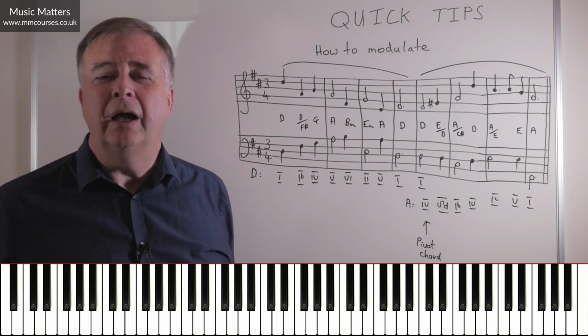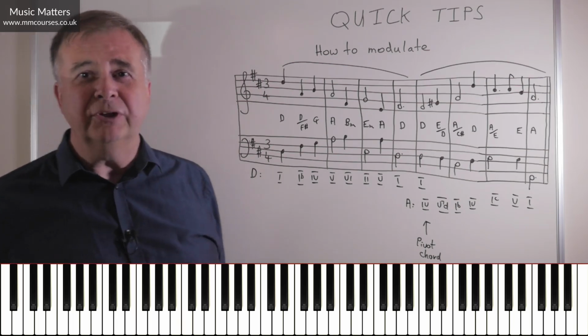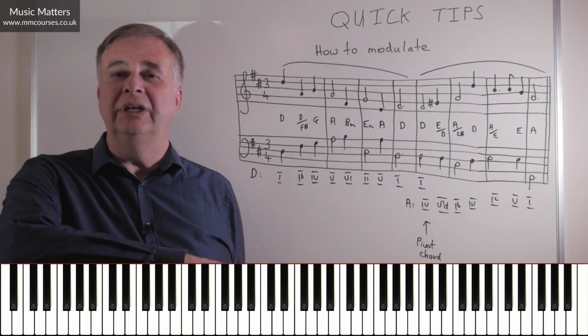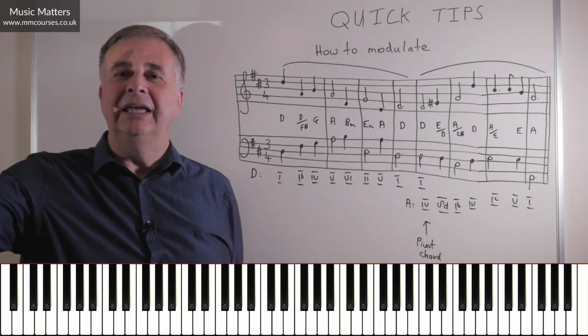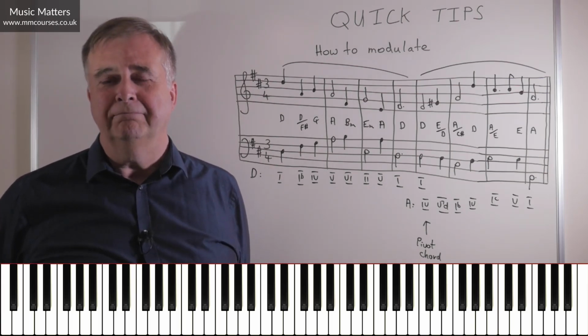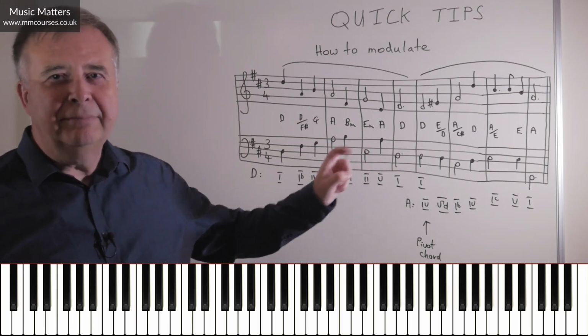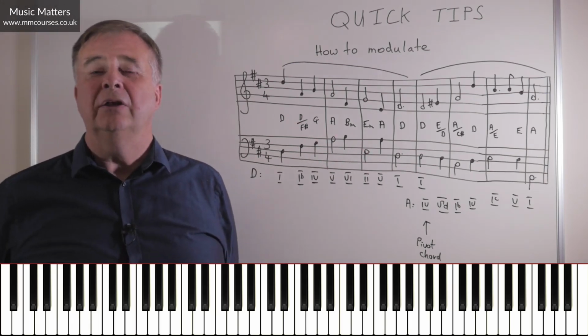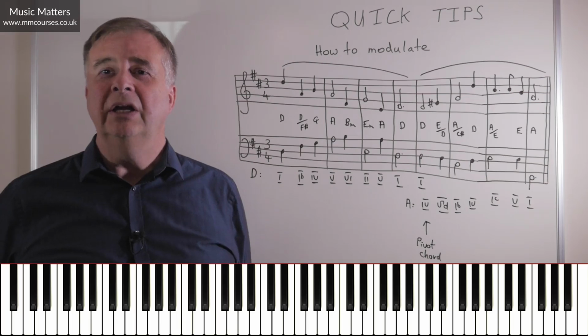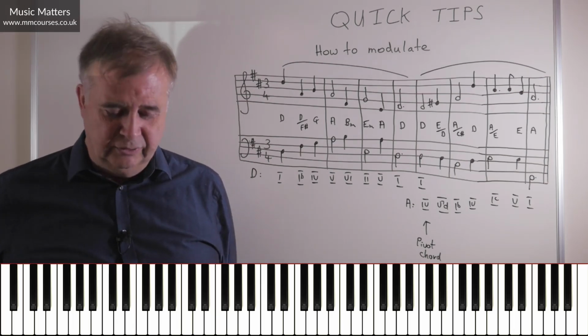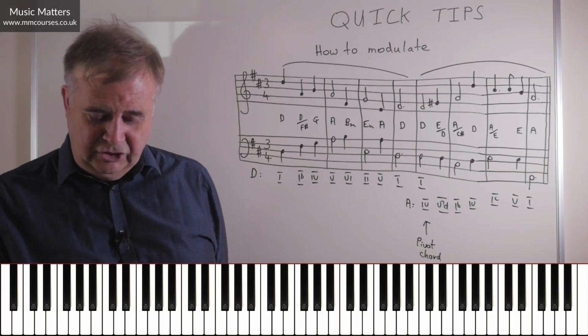Now, what is a pivot chord? A pivot chord is a chord that's common to the key that you're leaving and to the key that you're joining. So we're going from D major to A major. And what you'll find is that there are some chords in D major that also come in A major, which is quite useful. So here's a scale of D major.